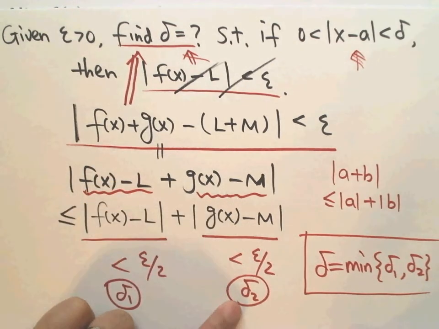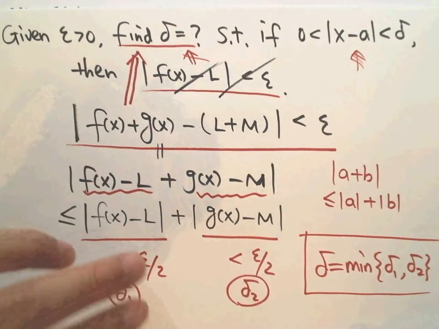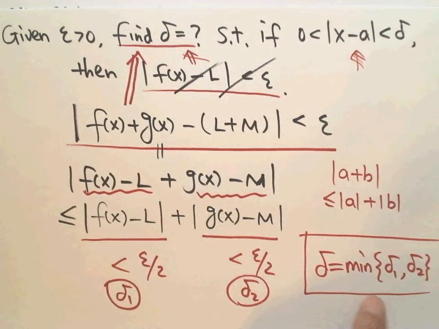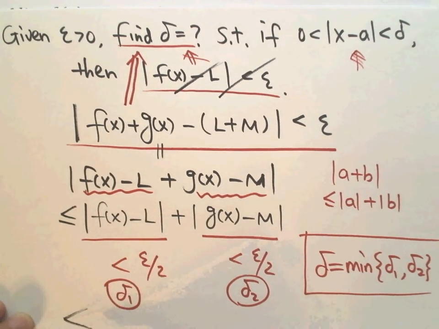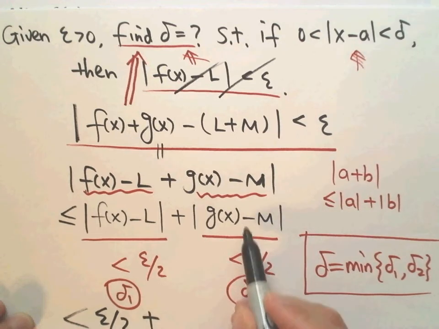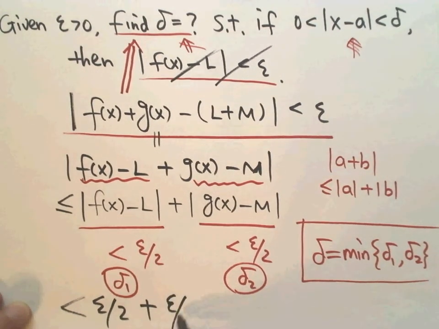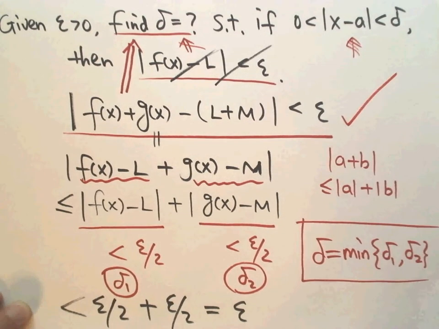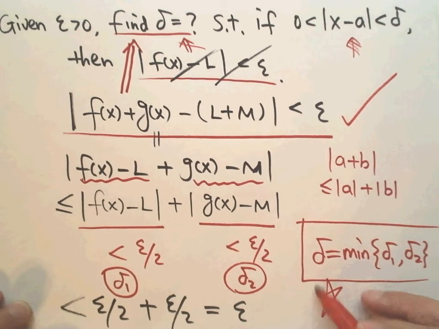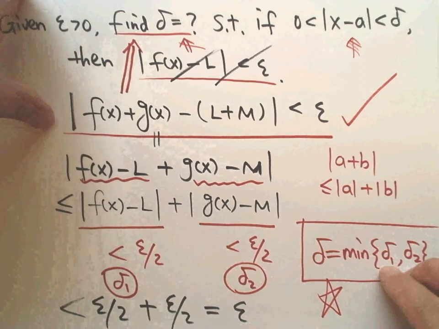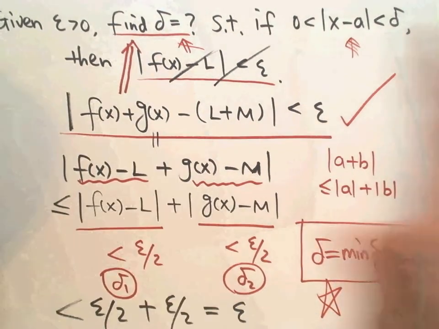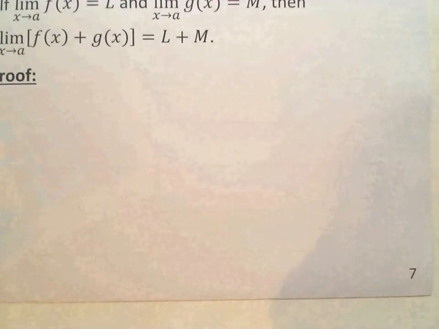That does make sense. So now it is the same as the first one. The first is true for delta 1, the second is true for delta 2. If we want both satisfied at the same time, we pick the minimum delta. So if we pick the minimum delta, now what do we have? The first term is less than epsilon over 2, the second term is also less than epsilon over 2. Add them together is epsilon. Can you see? So we can make this true. How to find the minimum of delta 1 and delta 2? Here the idea is still the same as the first one.